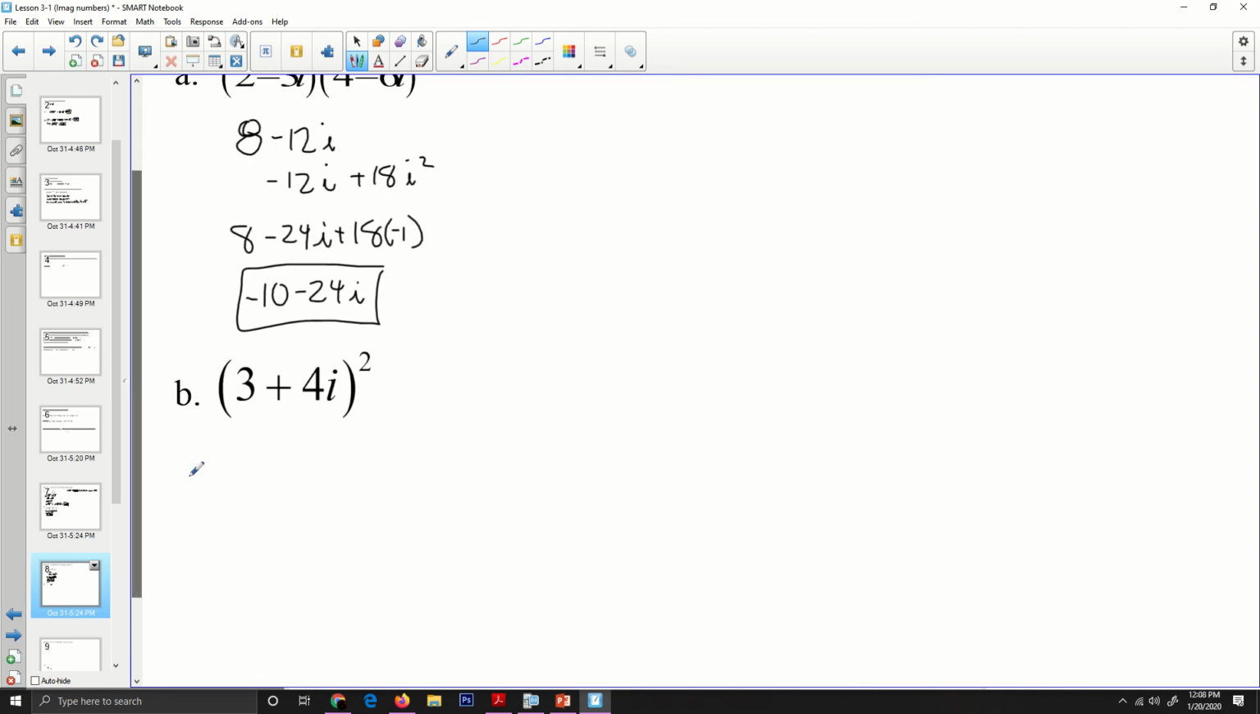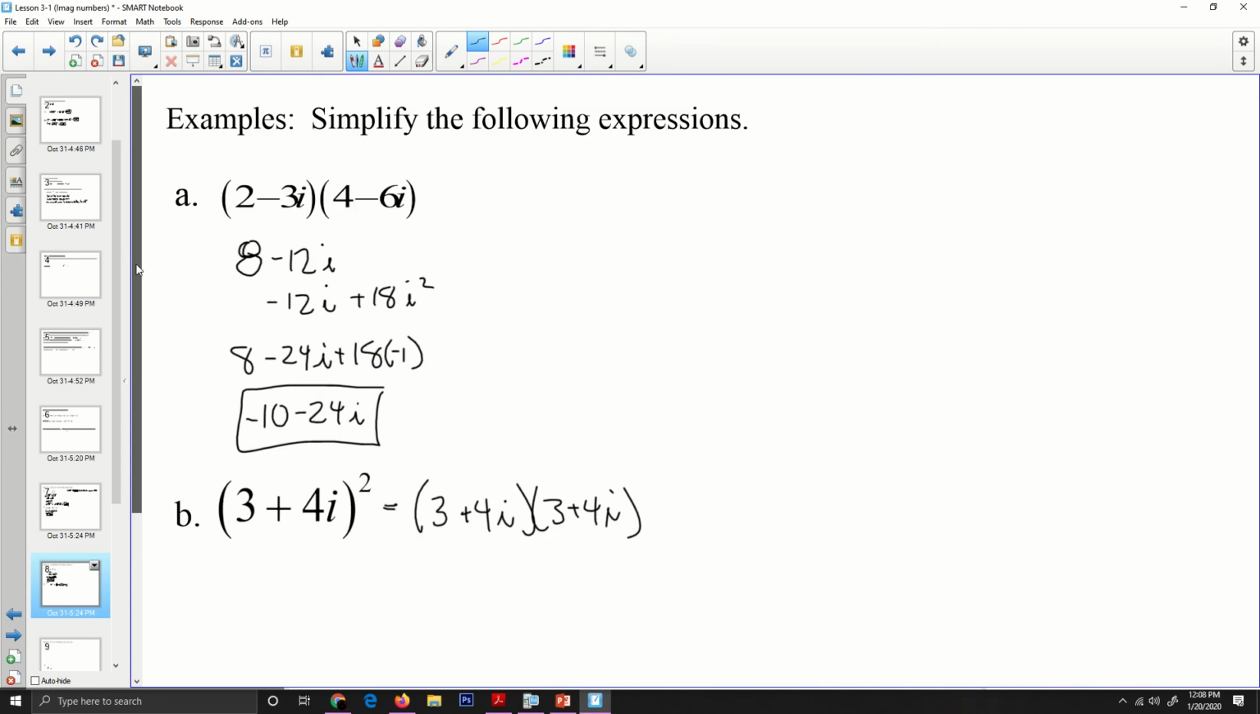I always like to do one like this where I have 3 plus 4i squared, because one of the biggest mistakes that I see kids make when squaring a binomial is they want to distribute the square to both the 3 and the 4. Remember, you cannot do that. You must rewrite this as 3 plus 4i times 3 plus 4i and distribute like we did above.